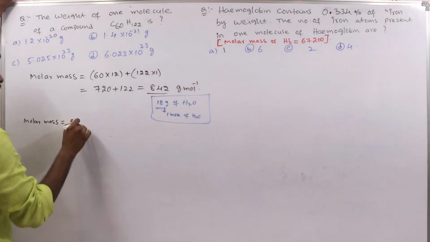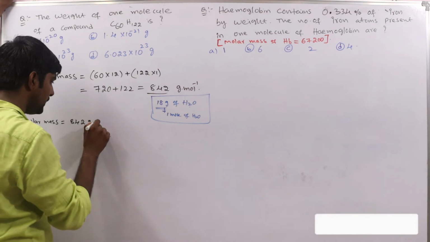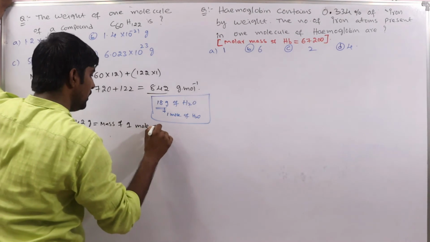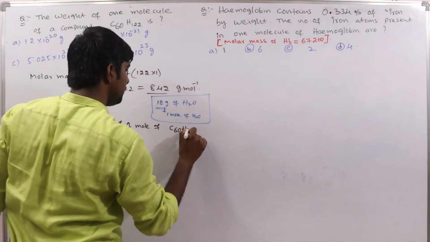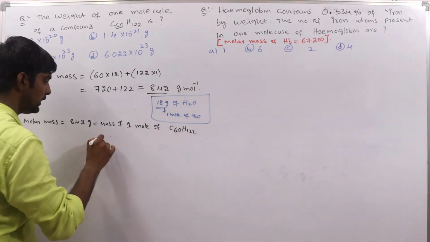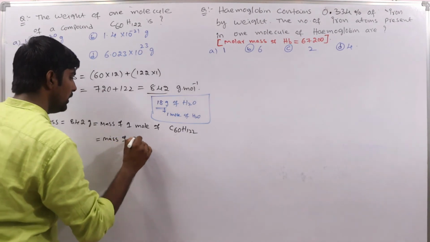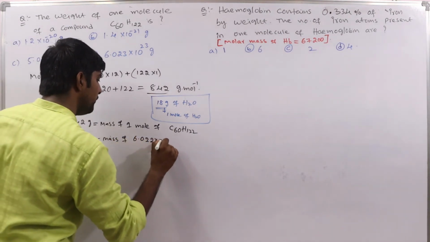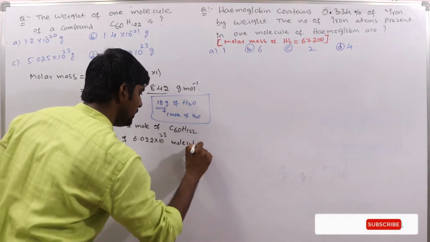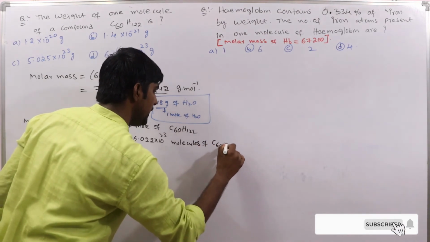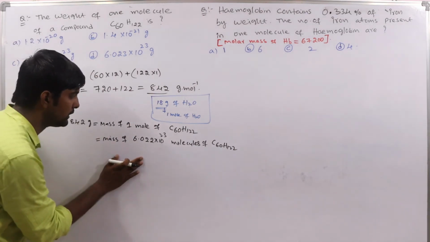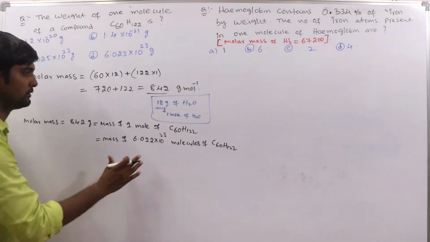It is how much? 842 grams. That is nothing but the mass of 1 mole of C60H122, which is nothing but the mass of Avogadro number of, that is, the mass of these many molecules of C60H122. So, 1 mole of a substance contains how many molecules? Avogadro number of molecules, these many molecules.